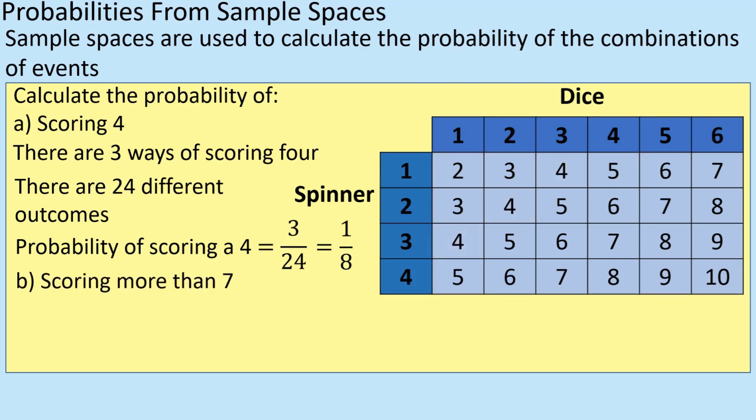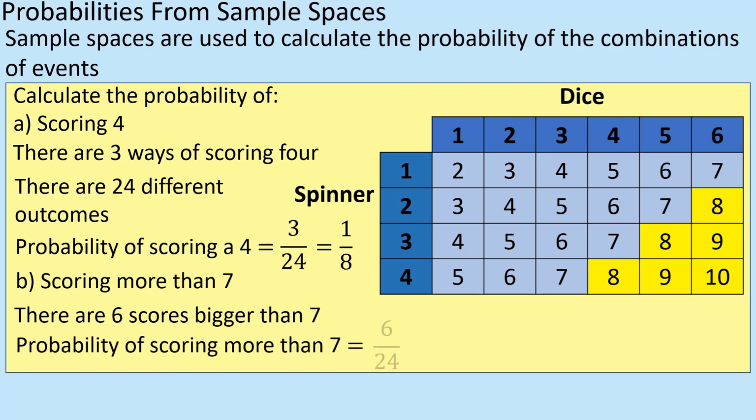So scoring more than 7. You're looking at how many numbers are more than 7. Let's count them. You've got those 6 there that are more than 7. Be careful with the question here. It doesn't say more than or equal to 7. It says more than 7. So it's those 6, and again, as before, it's out of 24. So 6 out of 24.